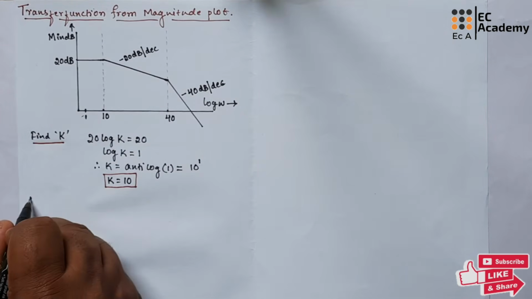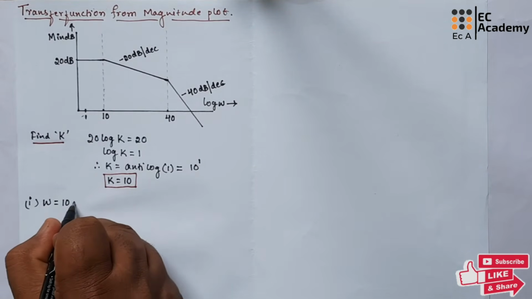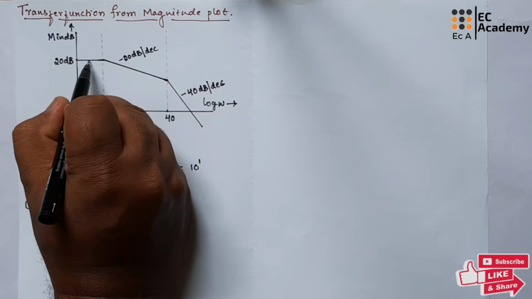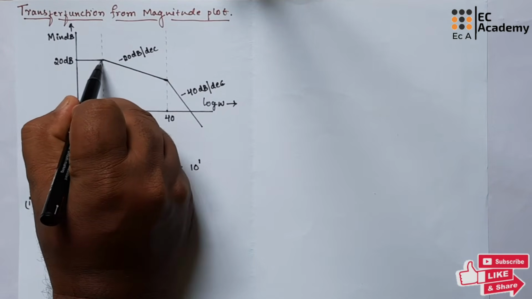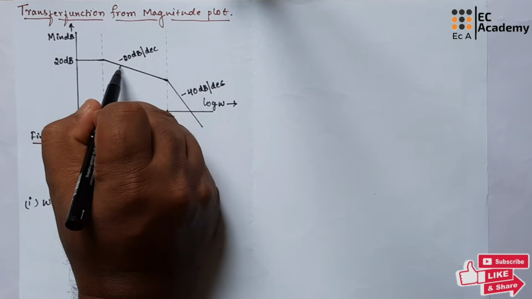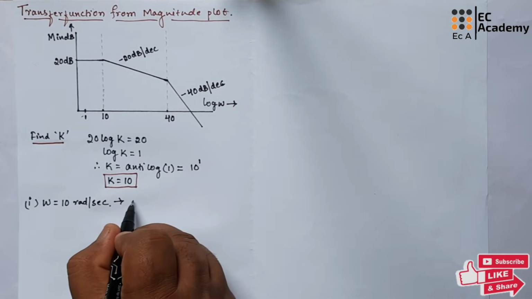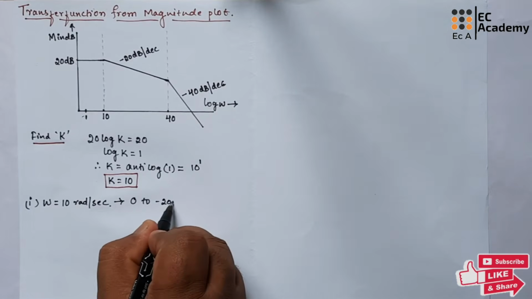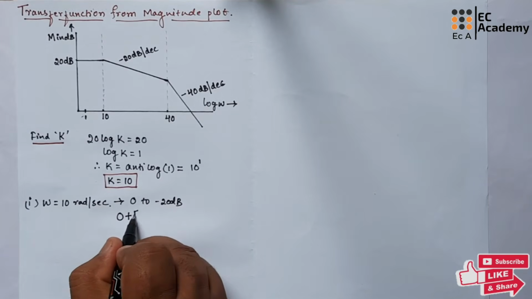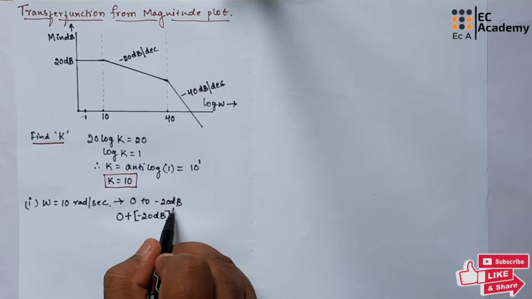Now let us take the first corner frequency, which is omega is equal to 10 radians per second. For this corner frequency, if you observe, initially the slope is 0. If you have a straight line like this, it means the slope is 0. From 0, the slope is changing to minus 20 dB. At corner frequency 10 radians per second, the slope is changing from 0 to minus 20 dB. So initially the slope was 0, and we are adding minus 20 dB. That's why we are getting the slope as minus 20 dB.